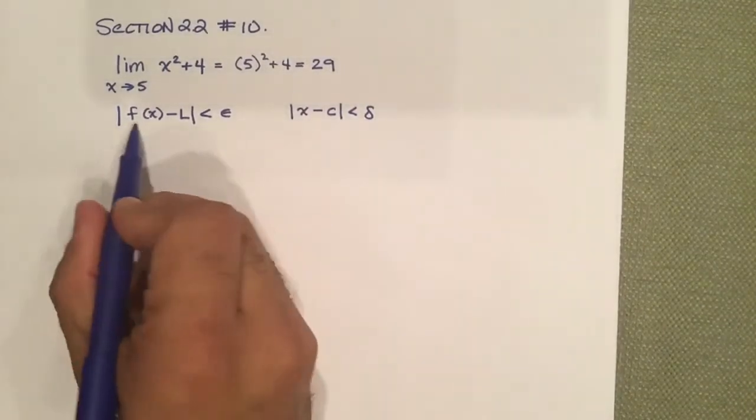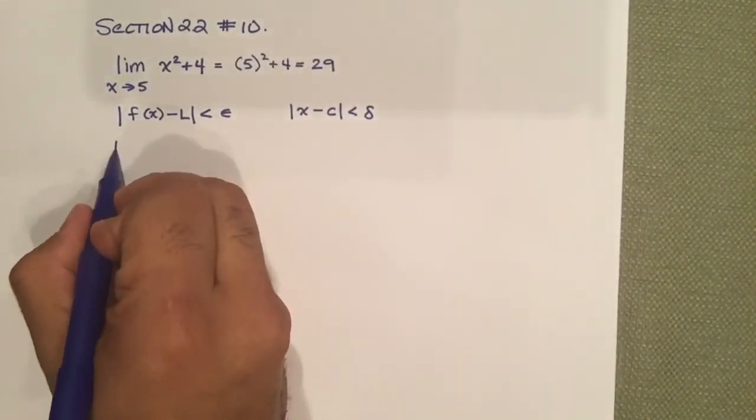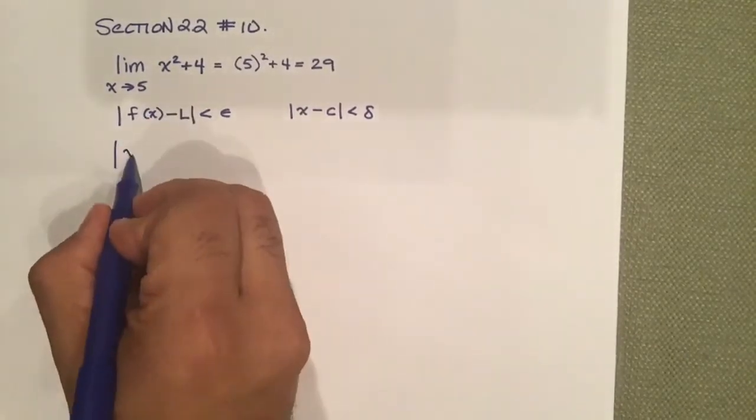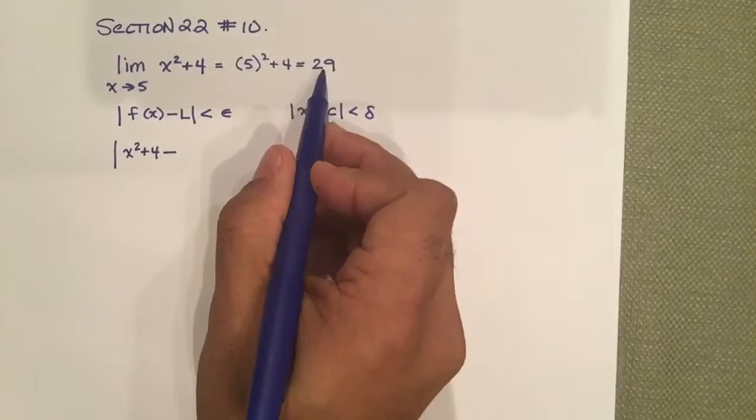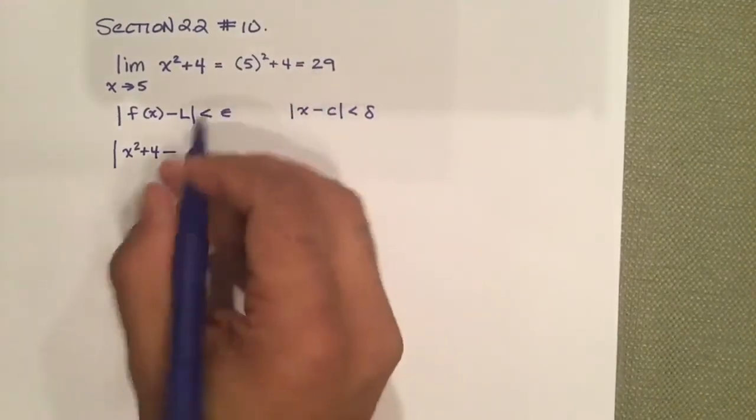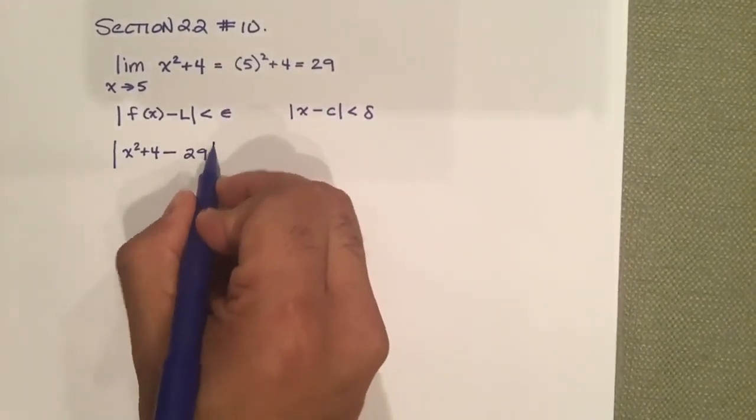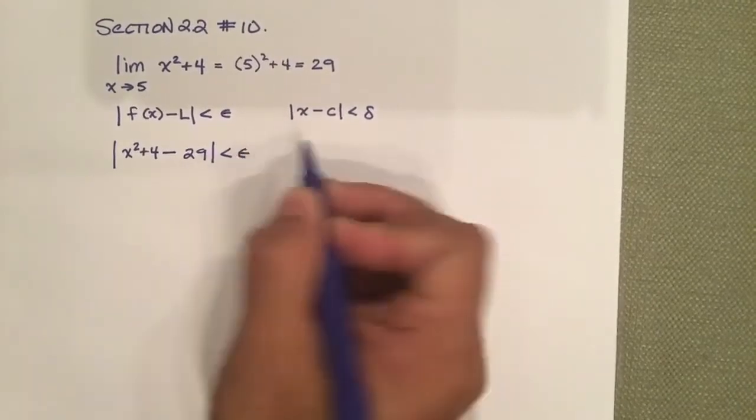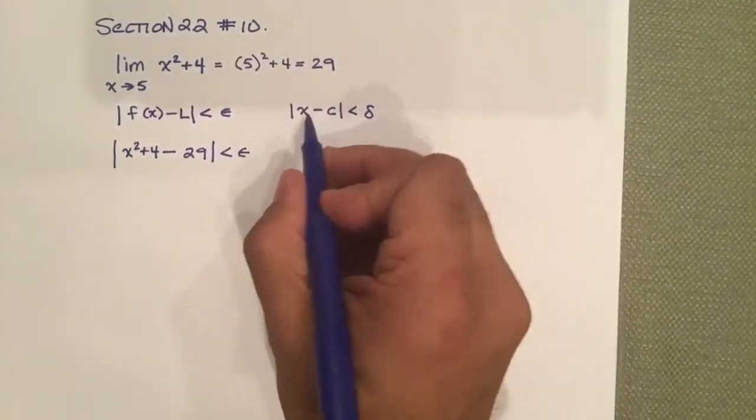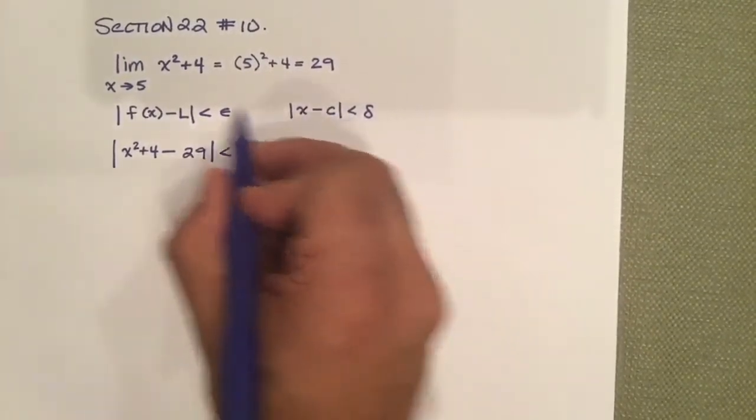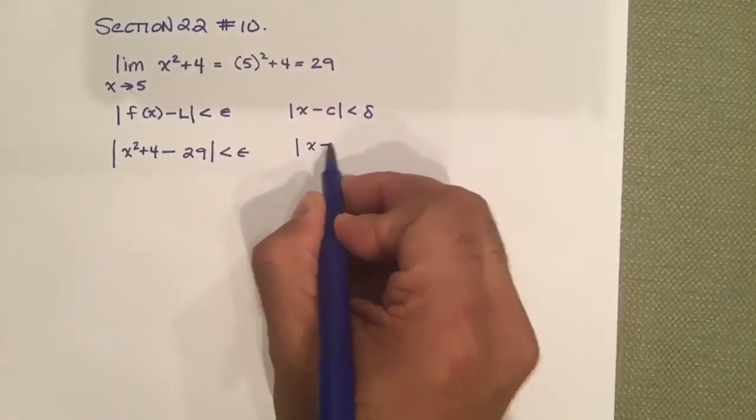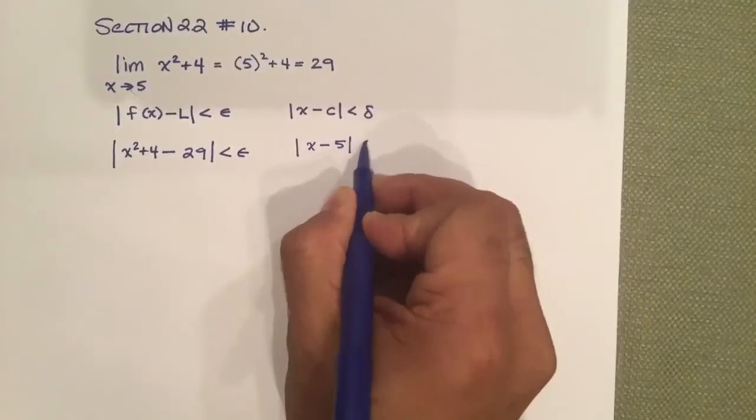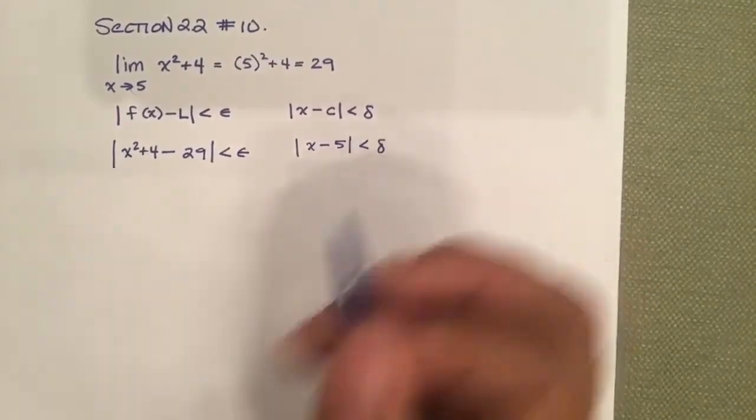So we're going to start from this part. And we're going to put in the actual function we're talking about, which is x squared plus 4. And we're going to subtract the limit that we got, what we evaluated that limit at. We got 29. And that's supposed to be less than epsilon. And we want to relate that to the value of c here. The value that x is approaching is 5. So we want to relate that to the absolute value of x minus 5 is less than some delta.